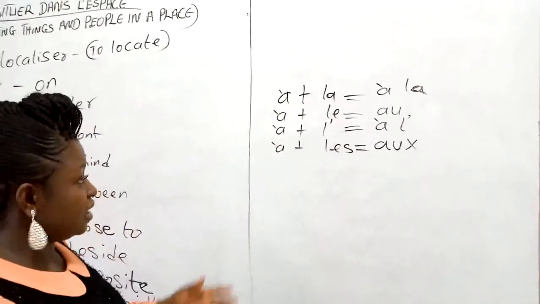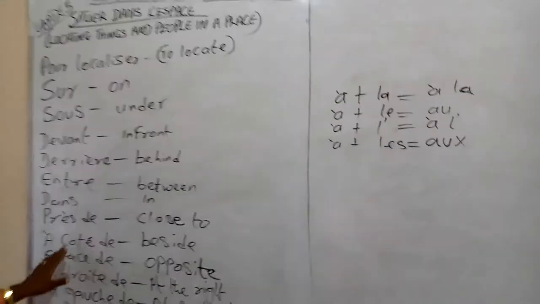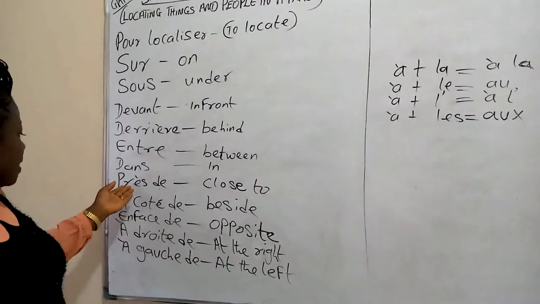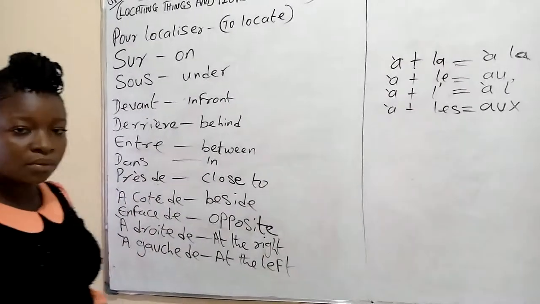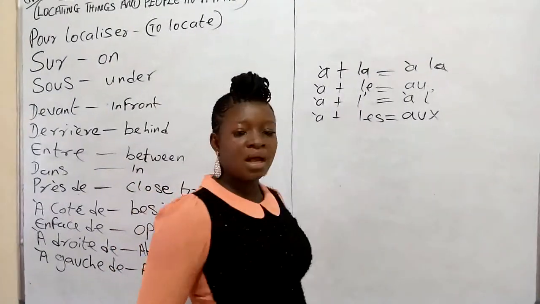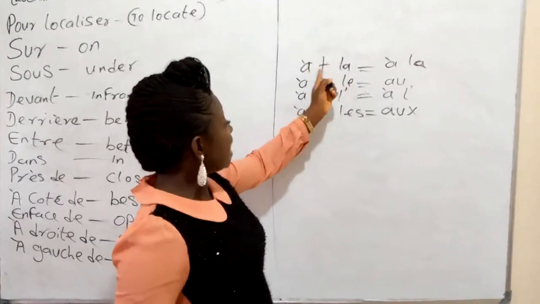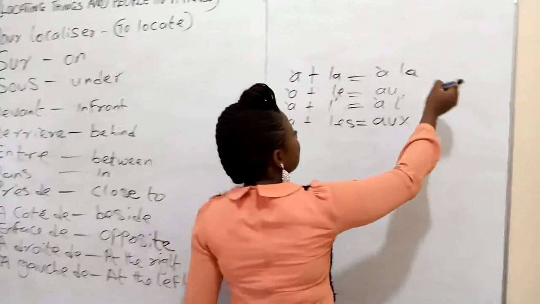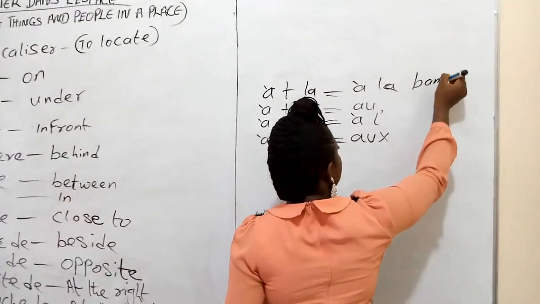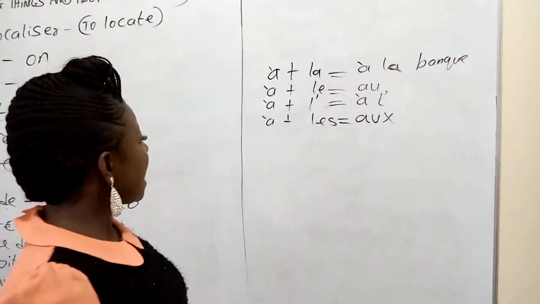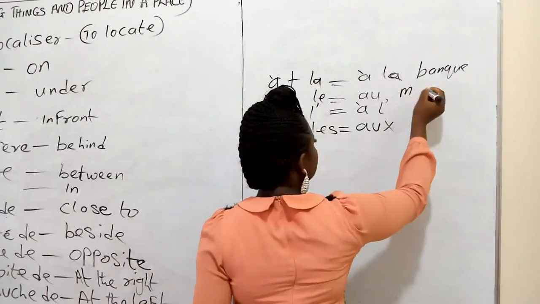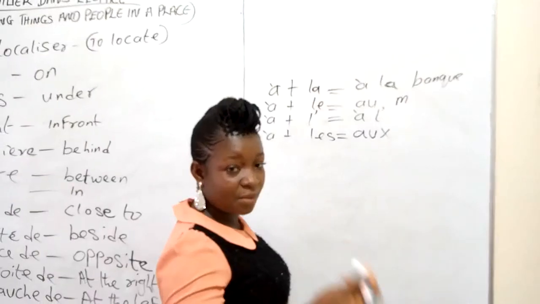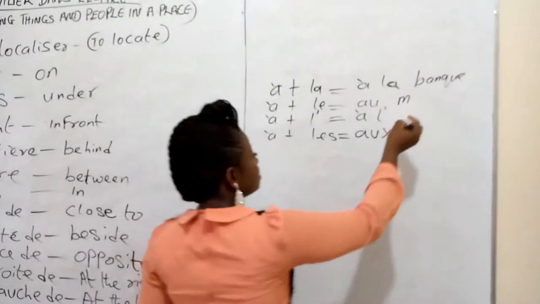Like I said, all these are going to be used for these ones that end with de. For example, let's use près de. Now, the place that will go with this à la, which is feminine, will be, let's say, la banque. Au marché, because marché is masculine, and la banque is feminine. So let's use marché.